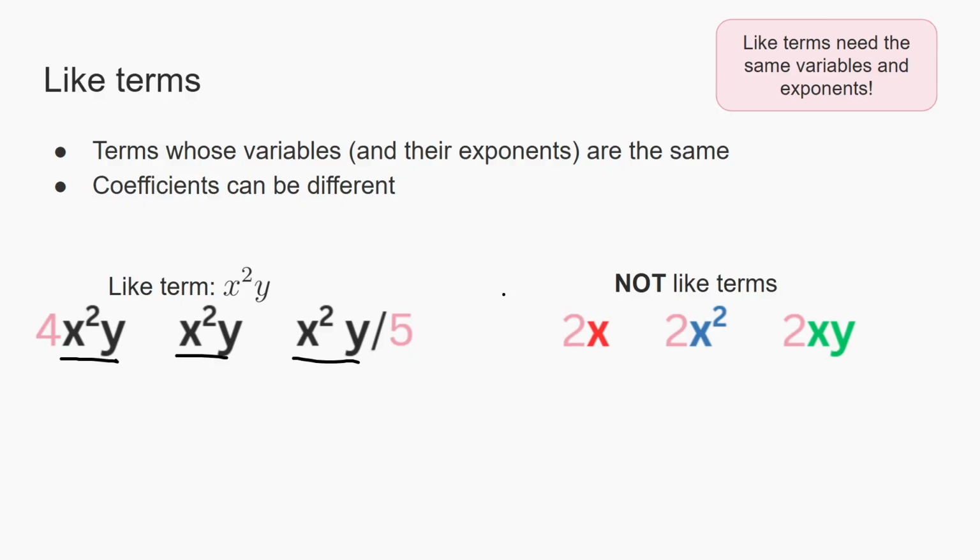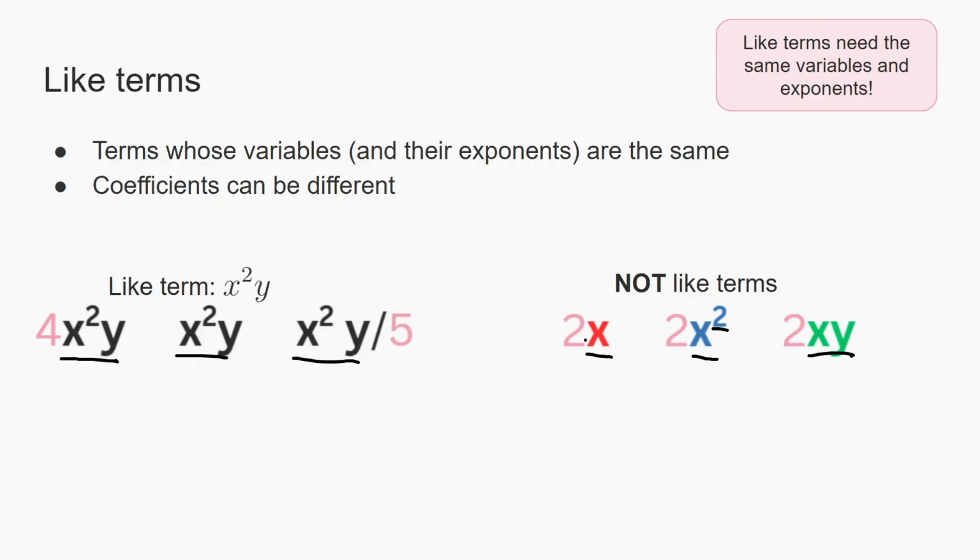This is an example of not like terms. So these three do not have like terms. This is because there's one x here, right? 2x squared, so there's two x's multiplied together here. There's no exponent 2 on this side, so these two aren't like terms. And in this one, we have x and y. There's not a y anywhere here, so we know that these are not like terms.